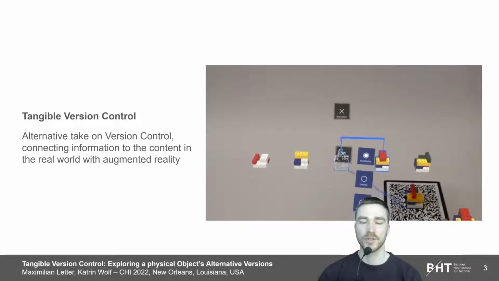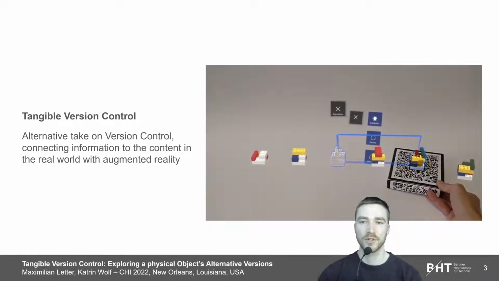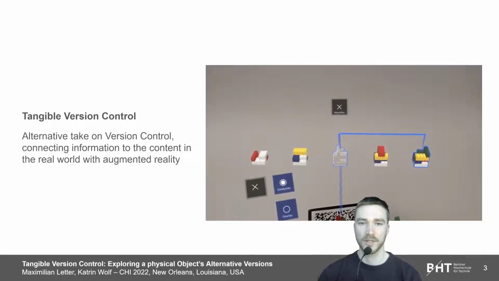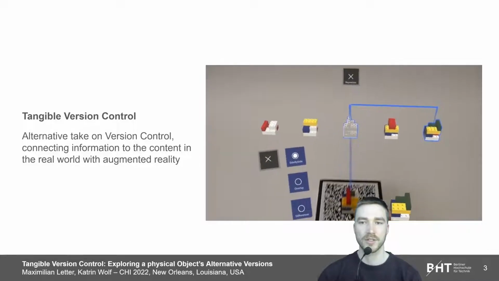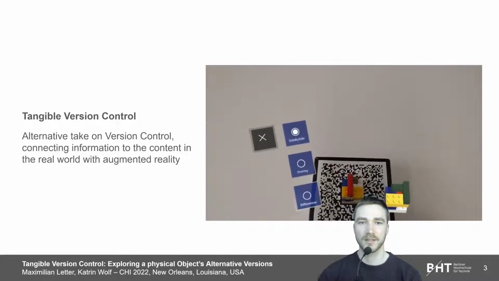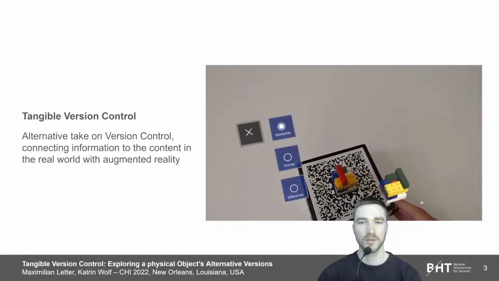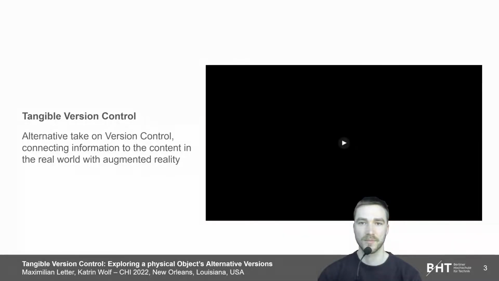Tangible version control uses augmented reality to enable version control in the real world. The physical object is used for exploring its alternative versions, which it can be compared against. This makes the interaction seamless and more natural than referring to a secondary screen.